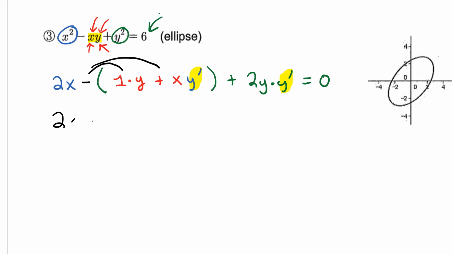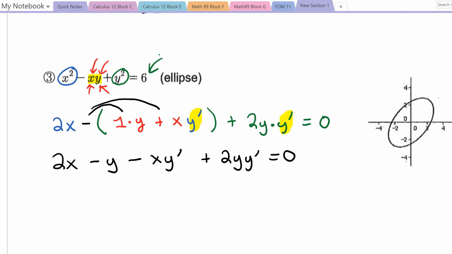2x minus y minus x times y prime plus 2y times y prime equals 0. Okay, so after that, let me just switch colors here.